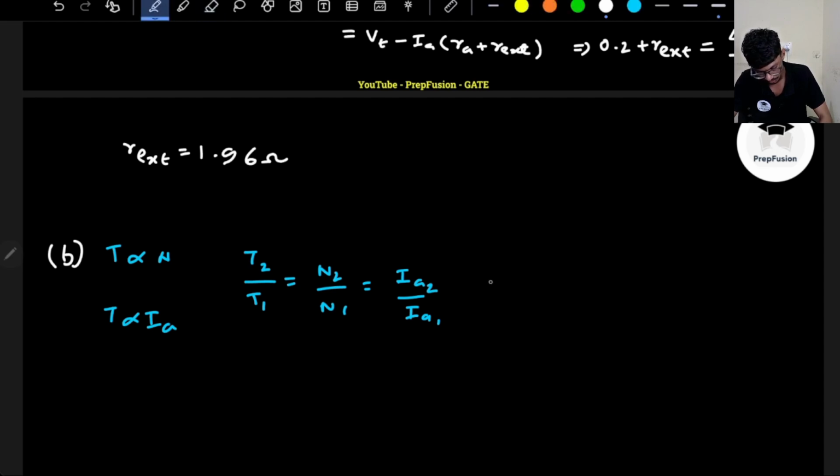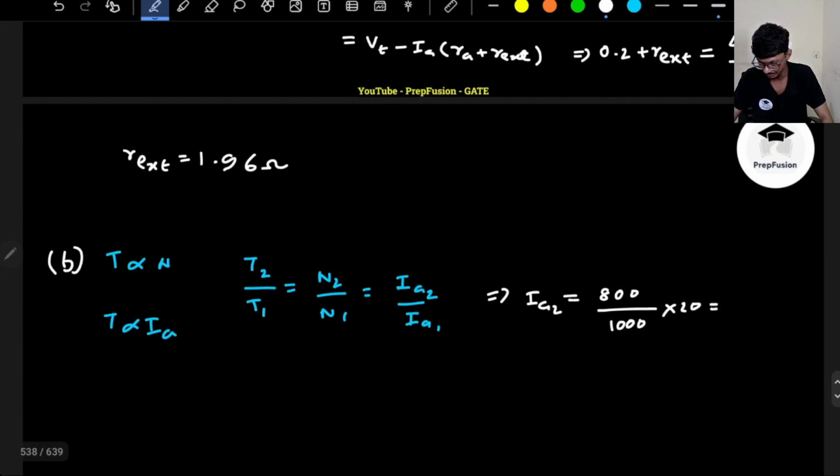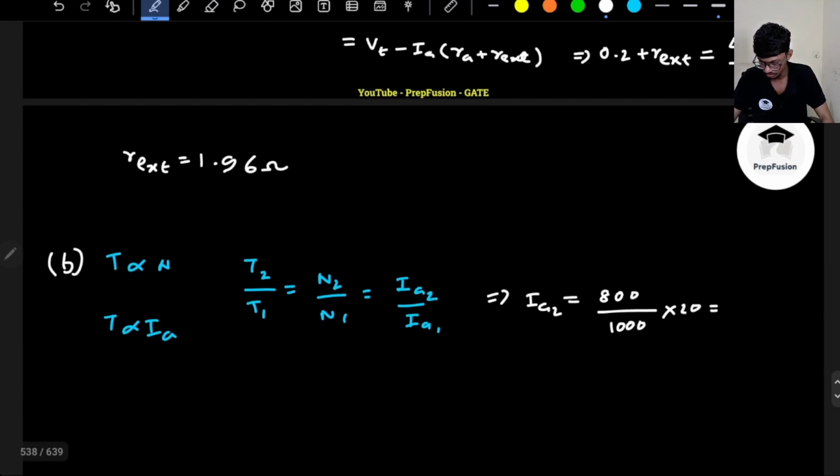So what will be the current in the second case? Ia2 is equal to N2, that is the new speed, 800 upon 1000 into Ia1. Initially the current was 20 amperes, now the current will be 16 amperes. So 0.8 into 20 is equal to 16 amperes.